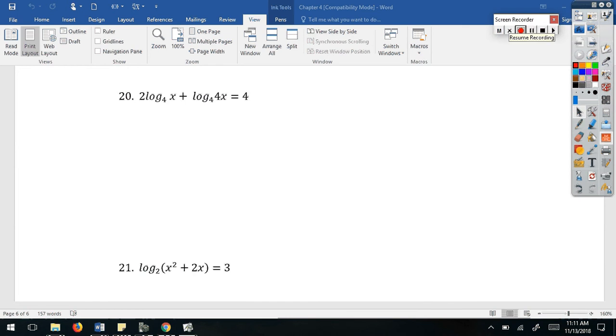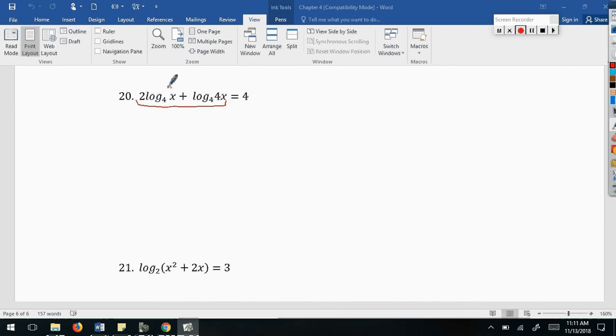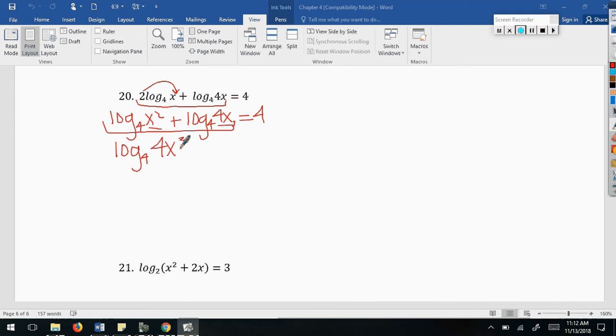Alright, so now to solve the log, what I want to do is condense the left side first. So I'm going to do the exponents first. So I've got log base 4 of x squared plus log base 4 of 4x equals 4. Let's continue to condense, and so I have log base 4 of x squared times 4x, which would be 4x to the third. Now I'm down to one log, so I can change forms.